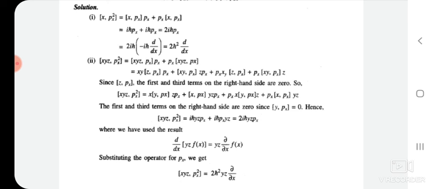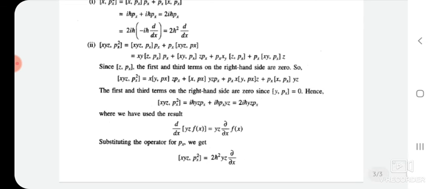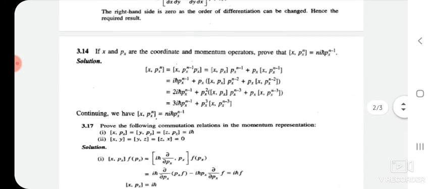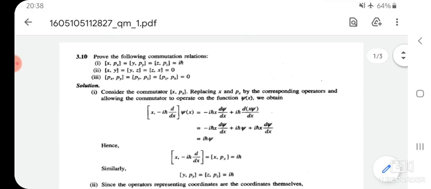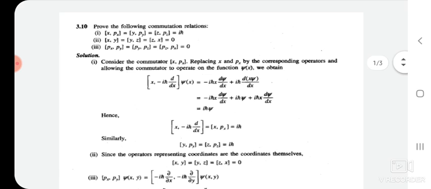d by dx of yz f(x) is equal to yz d by dx f(x), which is equal to 2ħ^2 yz d by dx. In this way, we can solve different commutation relations by using operators and commutator formulas. If you have any doubt related to these relations or this problem, you can ask me anytime.